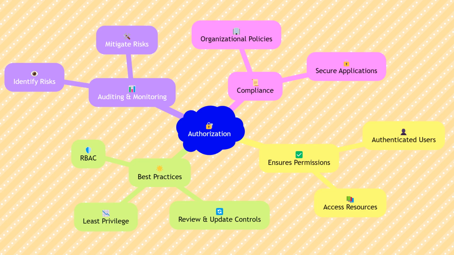Authorization ensures that authenticated users have the appropriate permissions to access resources. Best practices for authorization include implementing RBAC, regularly reviewing and updating access controls, and using least privilege principles. Additionally, auditing and monitoring access to resources can help in identifying and mitigating potential security risks. By adhering to these best practices, you can ensure that your applications are secure and compliant with organizational policies.